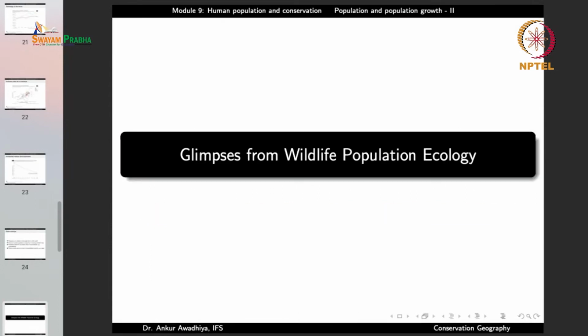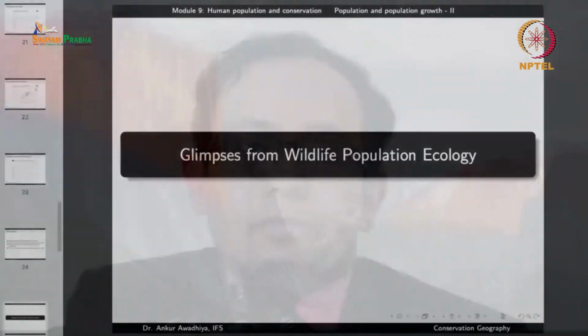And in this context, we can have a look at our learnings from wildlife population ecology. Where did Malthus go wrong? What could be the changes that he could have incorporated to make his theory more worthwhile?